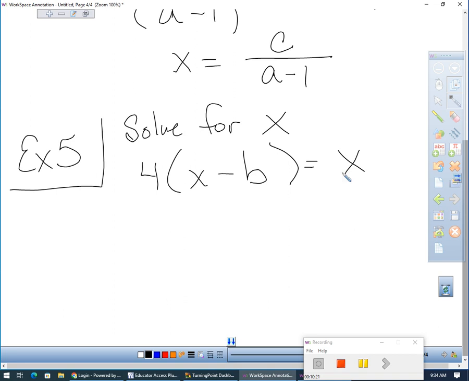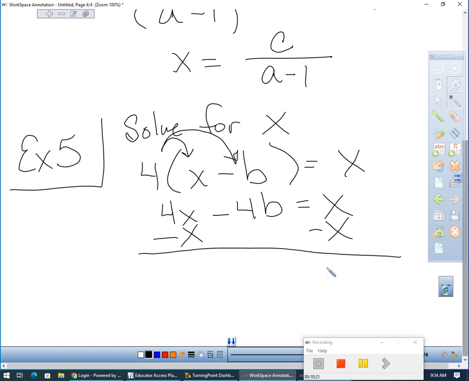All right, so our first step is to distribute if there's parentheses, right? So we have 4 times x is 4x. 4 times negative b is negative 4b equals x. All right, can I combine any like terms? Nope. All right, I need to move my desired x to this side. So I'm going to subtract x from both sides. On this side, what do I have?